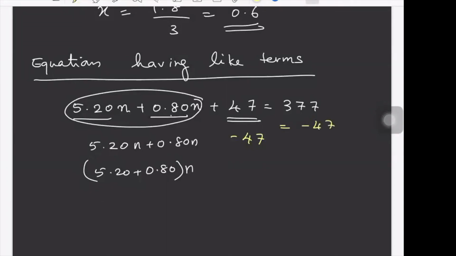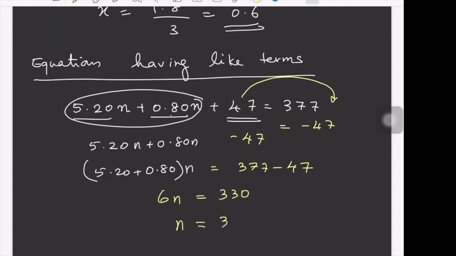Right? Robin, that's what I'm doing. You add minus 47 on both sides. So it's basically combining. You can combine expressions on both sides. The only thing is 47, when it goes to the other side, it becomes minus 47. That's all. So this becomes 377 minus 47. That's the whole idea. So you have 6n is equal to 330.